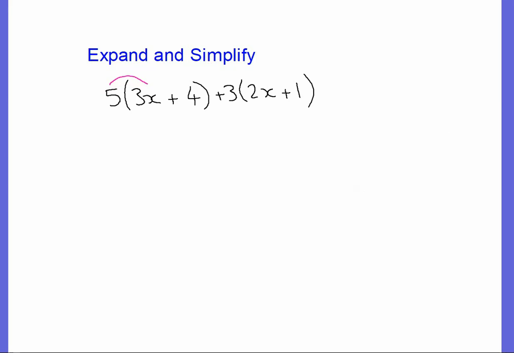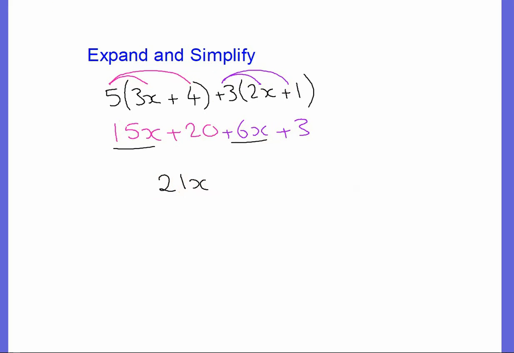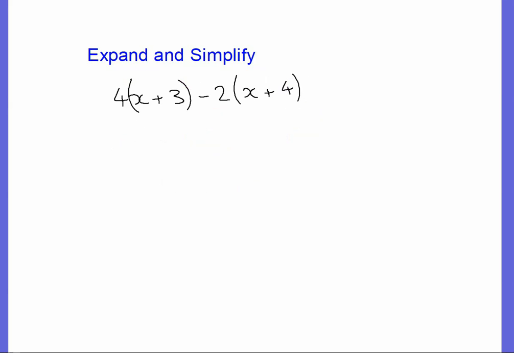So 5 of this bracket, so 5 of those, well that's 15x. And 5 of these, well, that's 20. 3 of this bracket, so 3 lots of 2x, well that's 6x. And 3 lots of 1 is 3. You can see here we have some like terms. We can collect those together as 21x. And we've got these two constant terms, numerical terms, whatever you want to call them, and we can collect those. So you can see it's just an addition of all these skills.